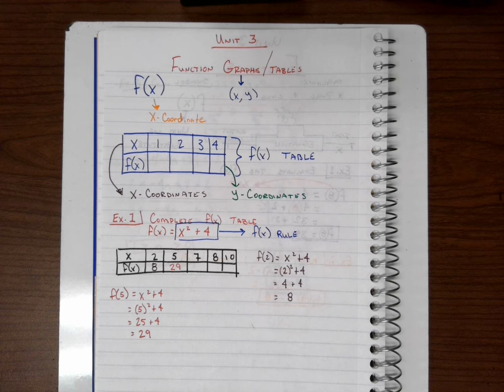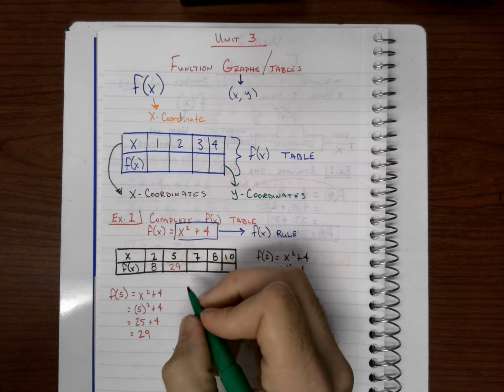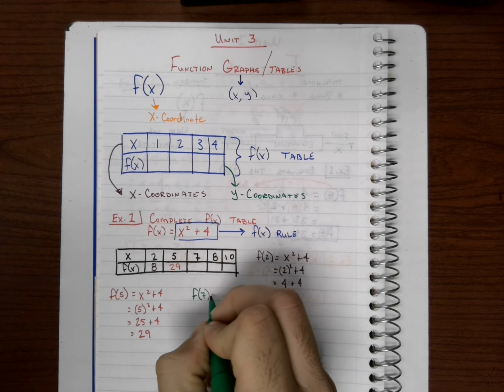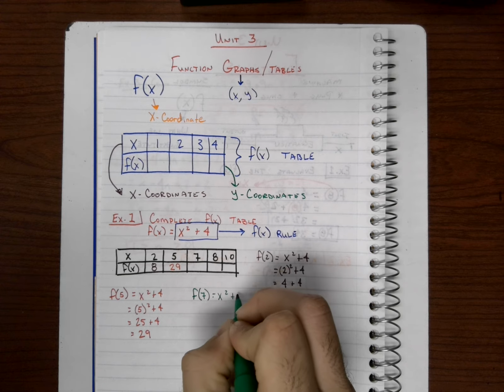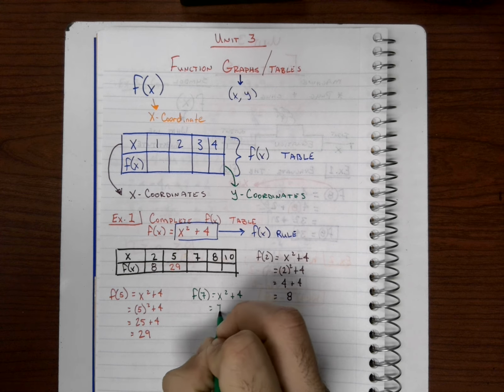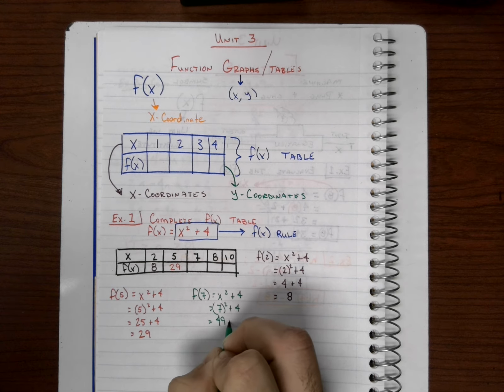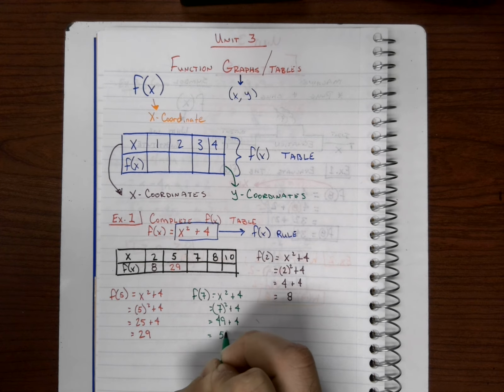And I'll go through these just for this first example, just in case you need to watch this again. So the next one will be 7. So it's going to be f of 7, x squared plus 4. It's going to be 7 squared plus 4. 49 plus 4, 53. So this would be 53.